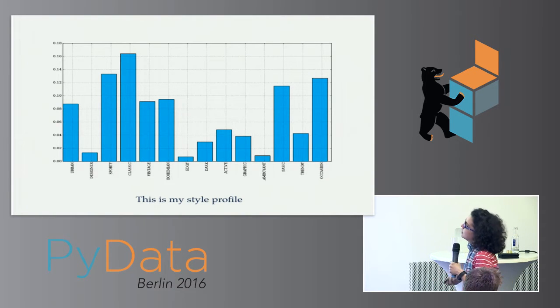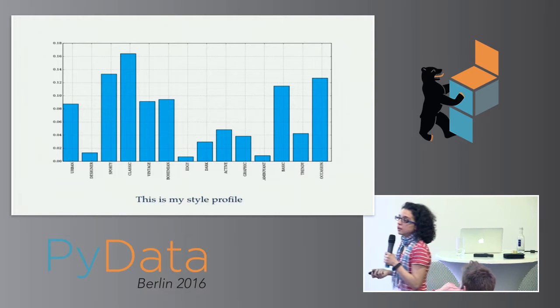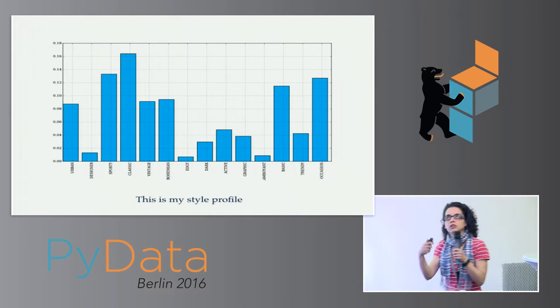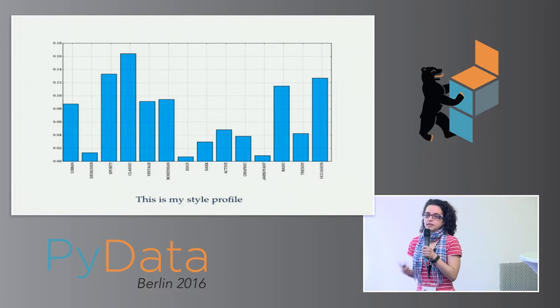So this is me. It looks like I am pretty high in classic. I'm pretty high in occasion, but also basic. And I don't like edgy and flamboyant or designer things. So a good recommender will have to capture this information and not show me stuff which is around those areas of style.